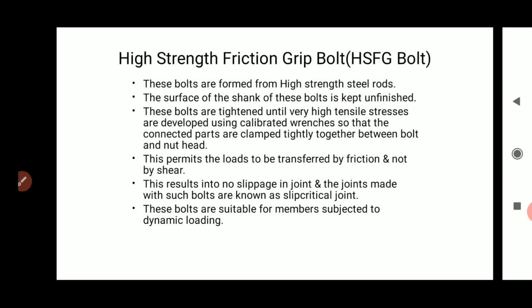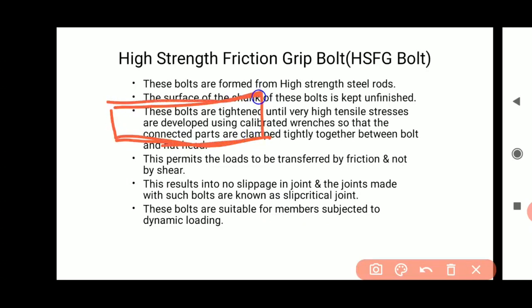The third point is these bolts are tightened until very high tensile stresses are developed using calibrated wrenches, so that the connected parts are clamped tightly together between bolt and nut head. So this is a steel member, and this is another steel member. Here the bolt is inserted.